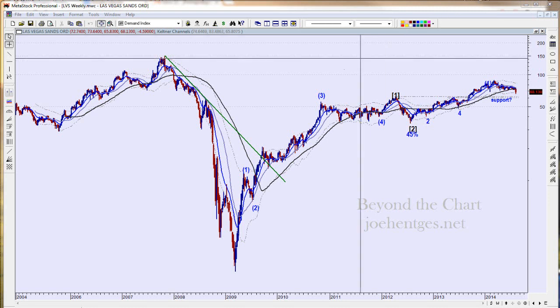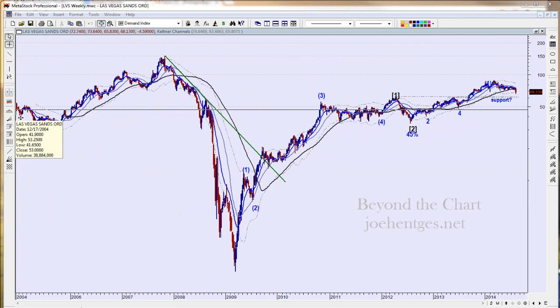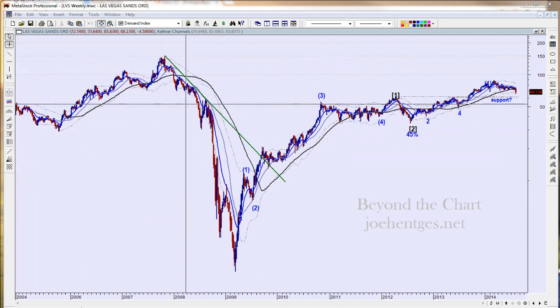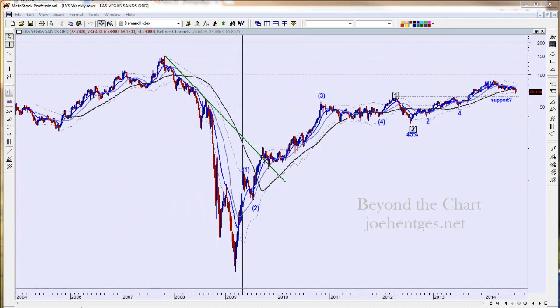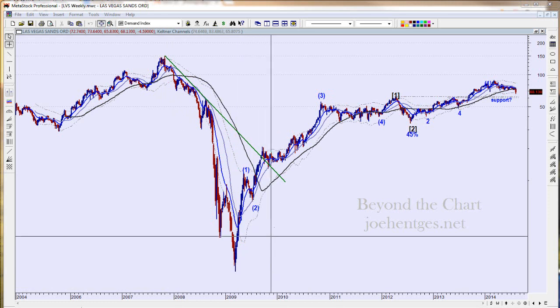All right, we're going to start off with the weekly chart here, and this is all the trading I've got on Las Vegas Sands back to December 2004. You could see the huge plummet when the financial crisis occurred, 2007 to 2009. And now we've bounced back.